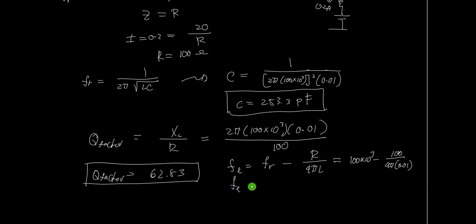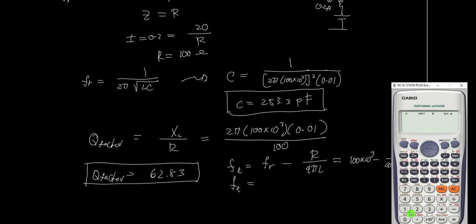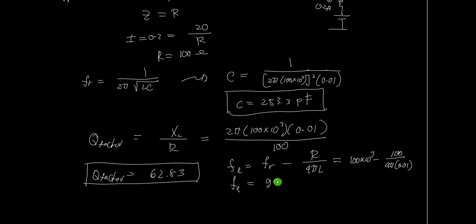So what will be the lower cutoff frequency? That will be equal to 100 times 10 to the 3 minus 100 divided by 4 times pi times L, 0.01. The answer is 99.204 kilohertz. So this is the lower cutoff frequency.